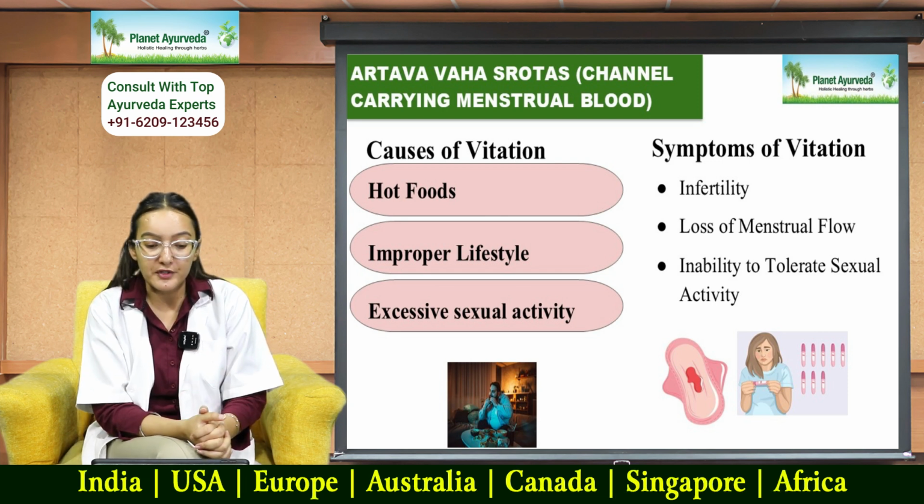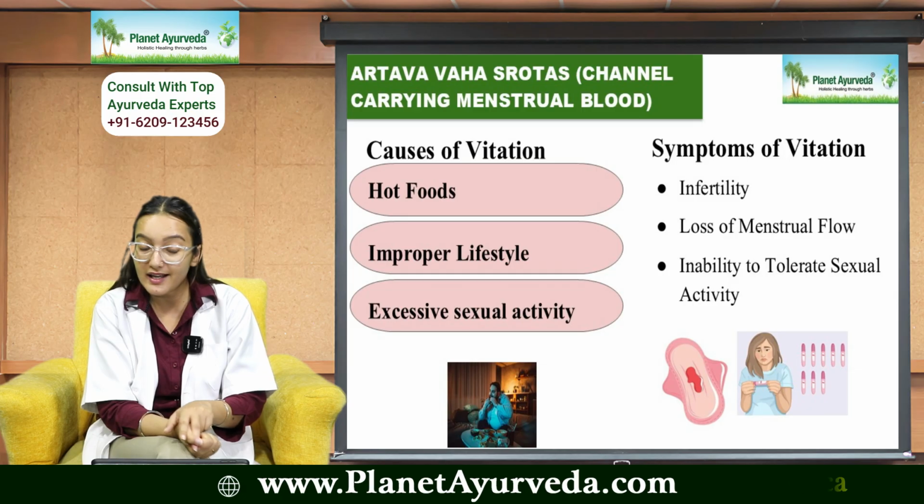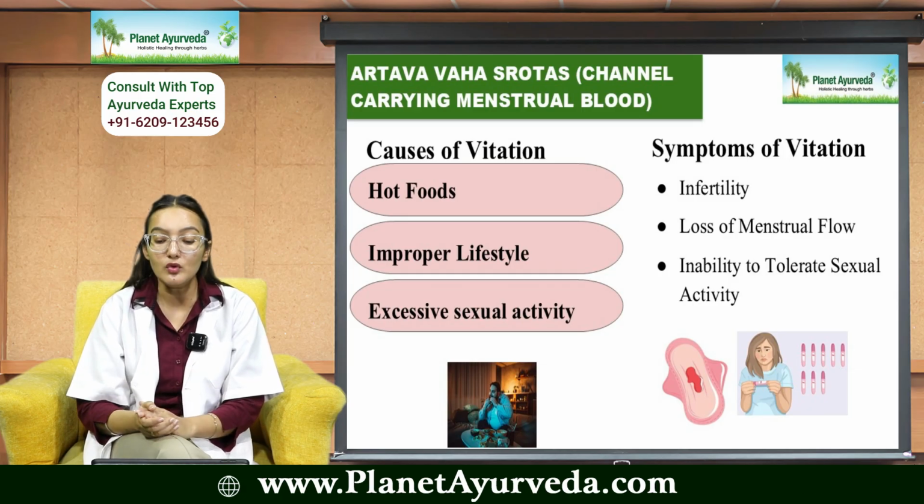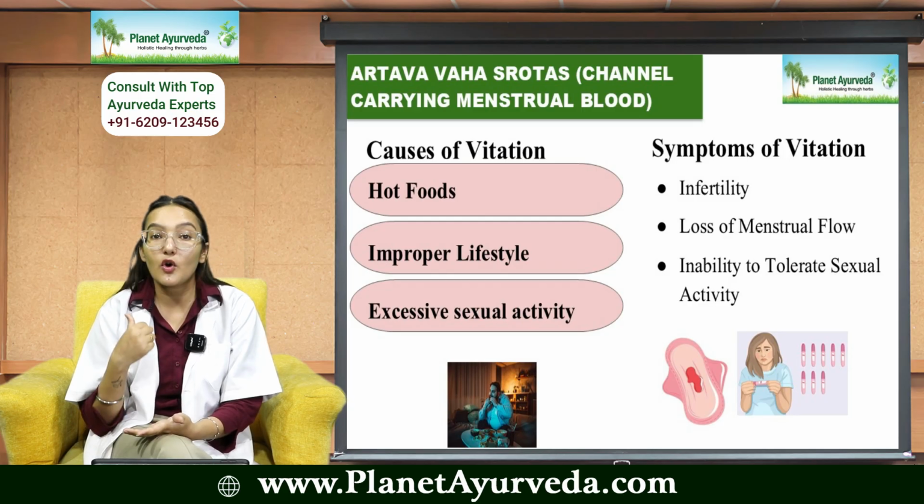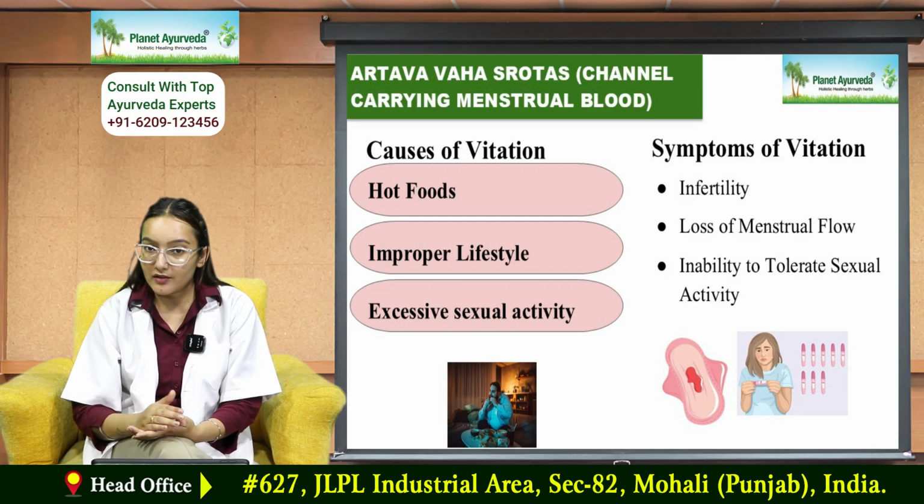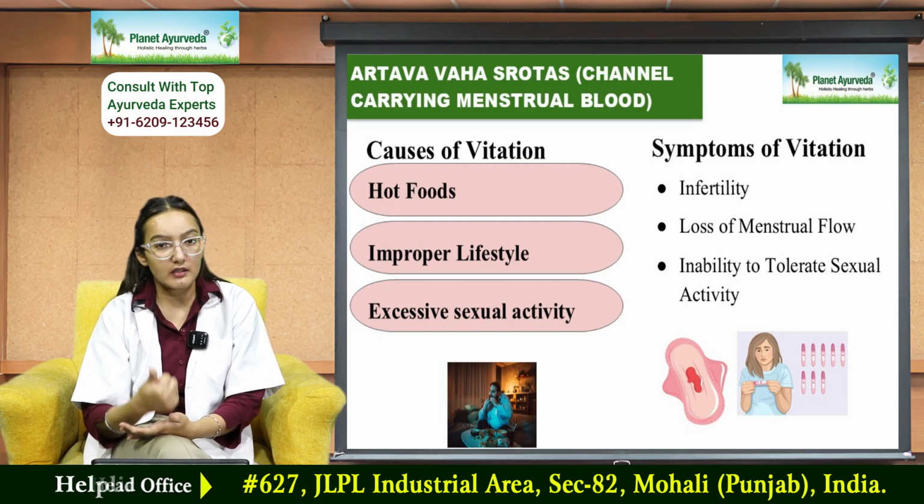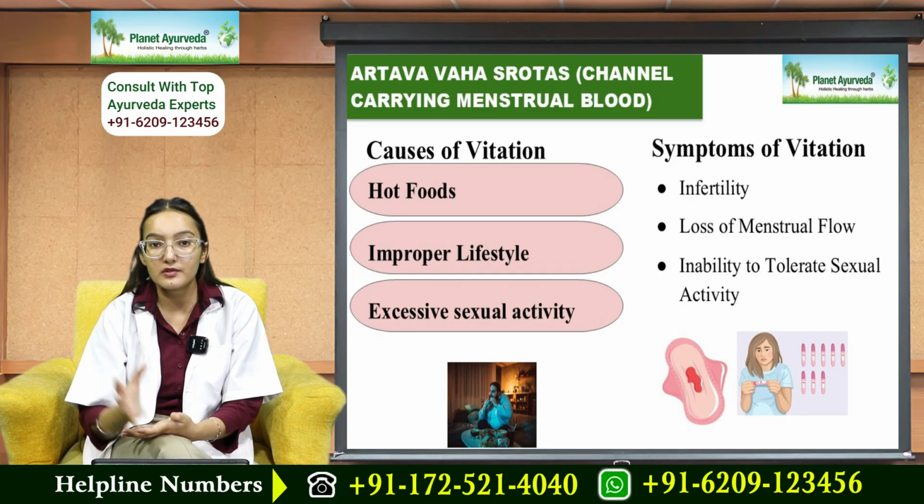Moreover, the causes mentioned on the screen are hot foods that will vitiate the Pitta dosha, improper lifestyle, and excessive sexual activity. The symptoms of vitiation include infertility, loss of menstrual flow, and inability to tolerate sexual activity. One may also experience irregular menstruation and a long menstrual cycle.